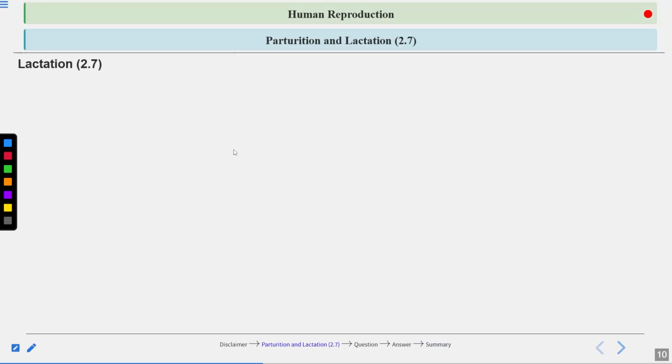Okay, this was the end of parturition. Now let's start with another topic, lactation. Lactation is basically milk production by the mammary glands. The mammary gland has a special kind of cells known as alveoli cells. These alveoli cells secrete the milk, and this milk is stored in the ducts of the alveoli cells. Finally, the milk reaches the lactiferous duct, and then the milk is sucked out by the baby through the nipples.